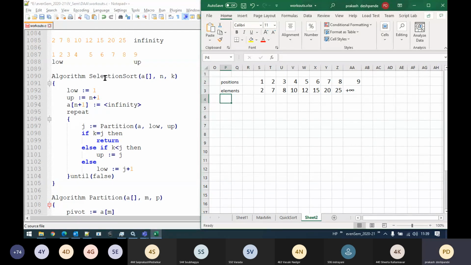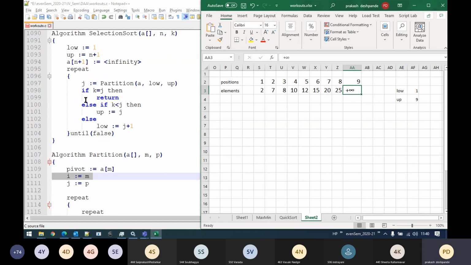At the beginning, when the selection sort is called, we have two values, that is low and up. Those low and up I will write over here. Now this is low value. Low is what now? 1. And what about up? 9. 9 plus 1. And at that particular 9th position, we have infinity plus infinity numbers. Okay. Now, next we are going to enter into the repeat until.